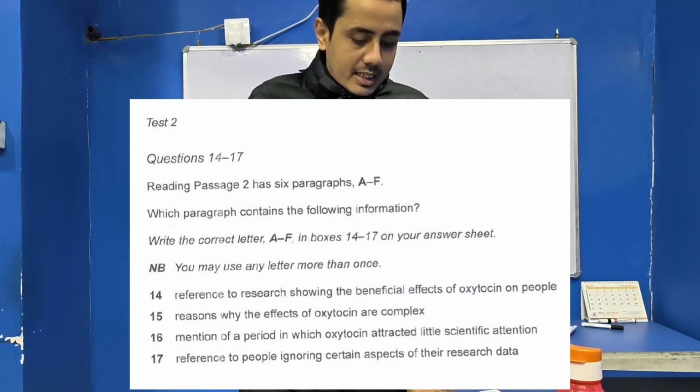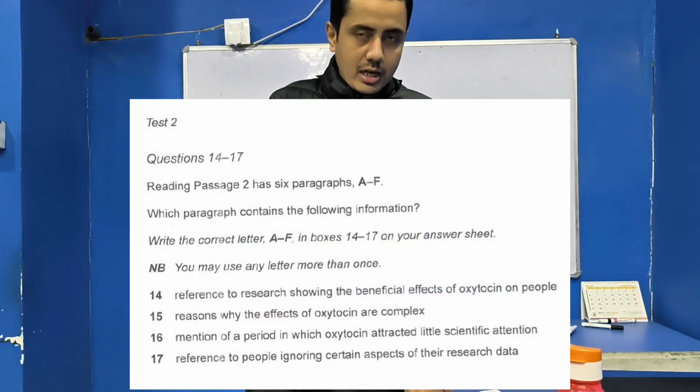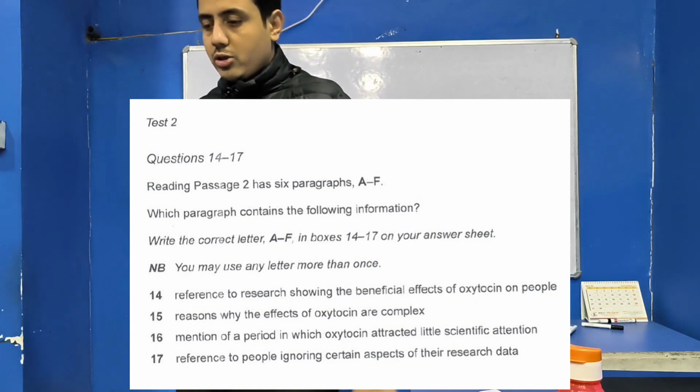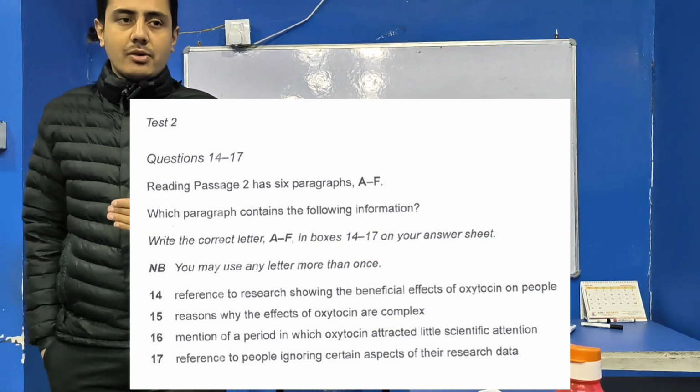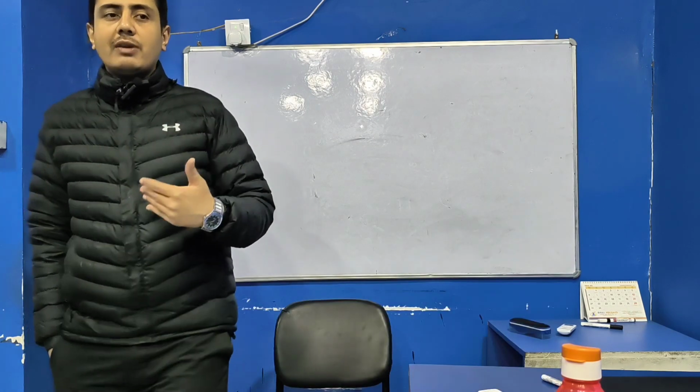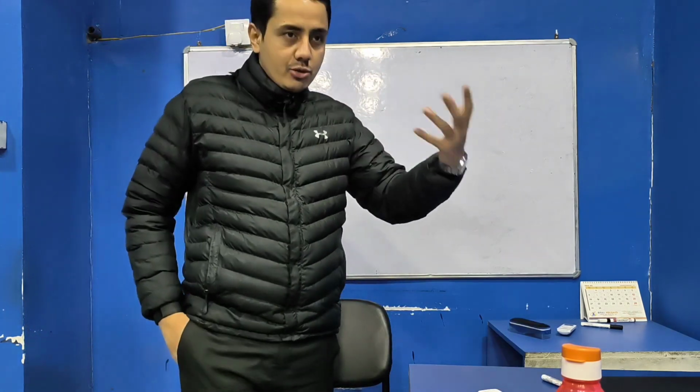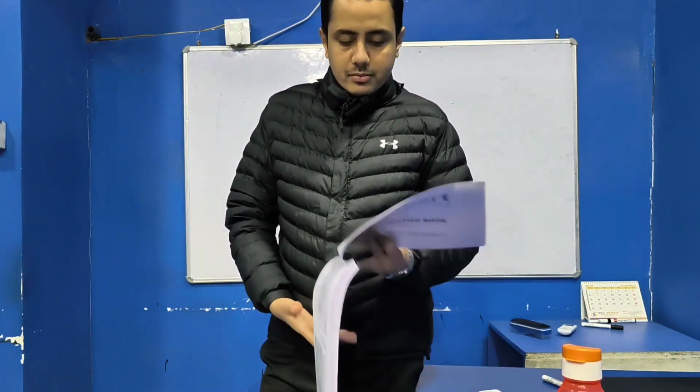Number 15, reasons why the effects of oxytocin are complex. So we know oxytocin is complex, but why? A paragraph which gives us the reasons for it. And reasons are usually given like this is because, or this is due to the fact that, or these are the reasons for it, or vocabulary like that.